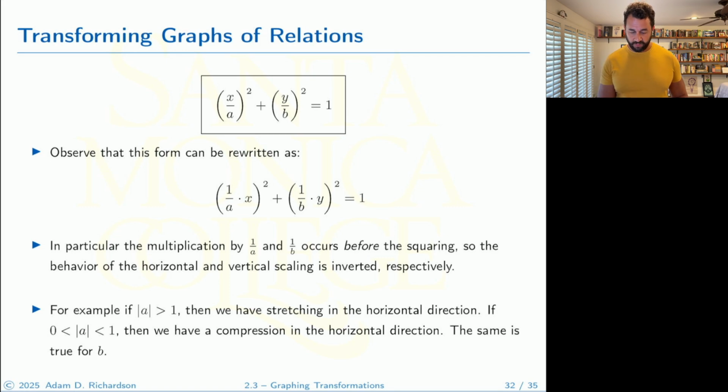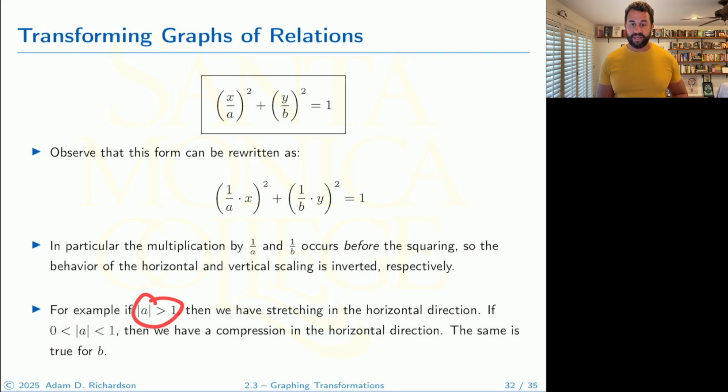Now let's talk about this structure a little bit. This form that I've got up here, you could rewrite it like this. This goes back to what we talked about back in section 1.1. x over a is 1 over a times x. y over b is 1 over b times y. So in particular, the multiplication by these two factors occurs before the squaring. So the behavior of the horizontal and vertical scaling is inverted, just like we had talked about before, right?